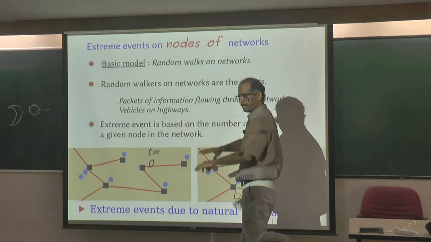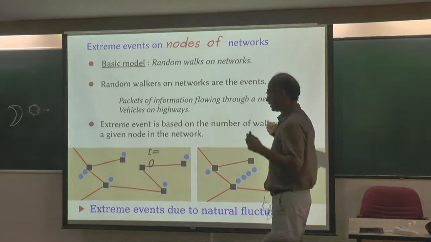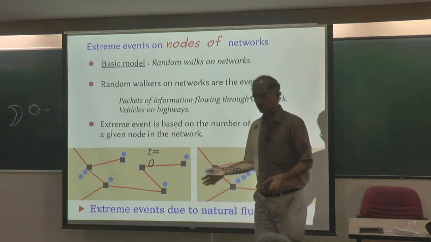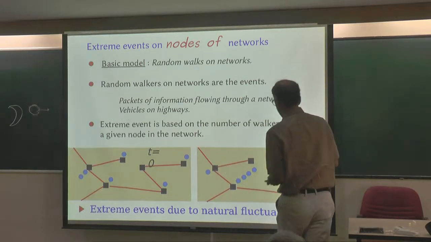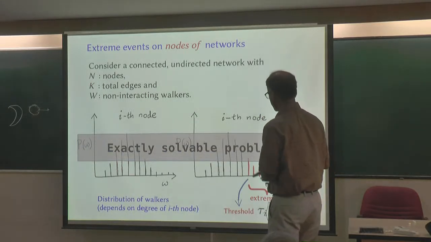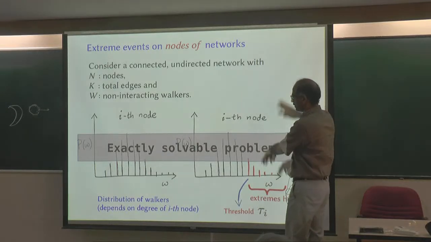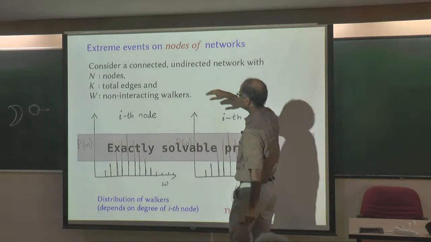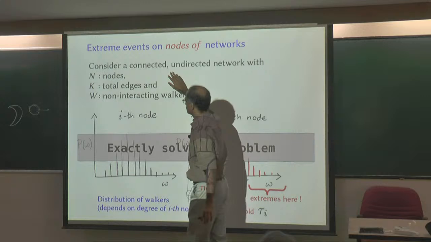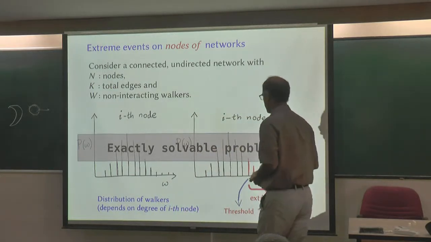And these kinds of events happen due to natural inherent fluctuations. Okay? So there are no external shocks which are inducing the occurrence of these events. It happens on its own. So then you want to ask, what is the probability that such events happen? And it turns out that this is an exactly solvable problem. So I'll not do the full derivation, but essentially we are looking at any network with n nodes. There are a total number of k edges and w non-interacting walkers.